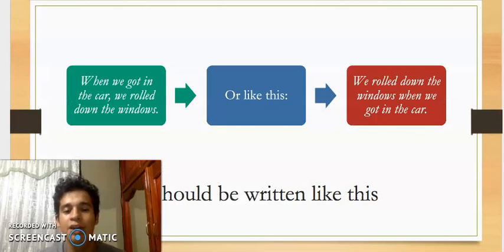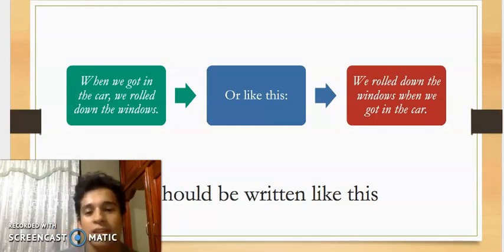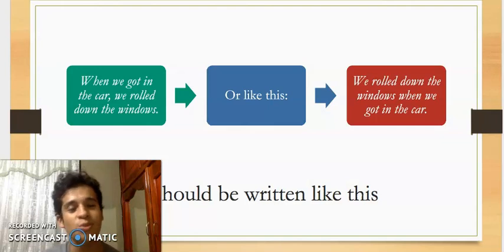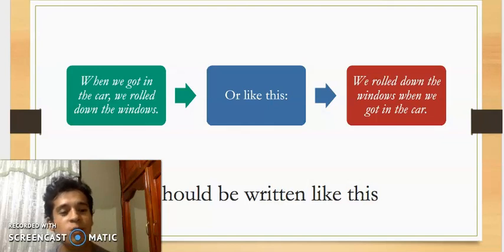Now, it should be written like this. In this case, we have two options to write this sentence correctly. The first option is, when we got in the car, we rolled down the window. Or, like this, we rolled down the windows when we got in the car.